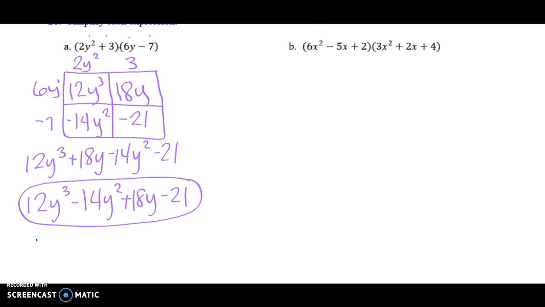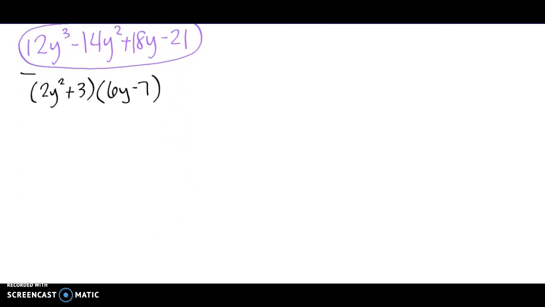For those of you that prefer the distributive property, I'm going to copy this back over. And I will work down here to show you. Alright, so the distributive property, I am first going to distribute the 2y squared to everything in the second group. So 2y squared times a 6y. 2 times 6 makes 12. Y squared times y becomes y cubed. And then 2y squared times a -7. 2 times -7 is a -14. 2's got a y squared on it.